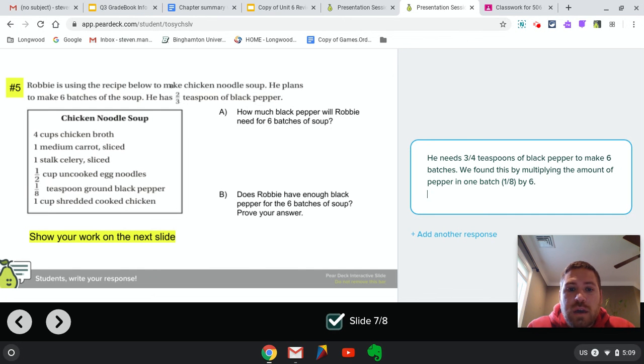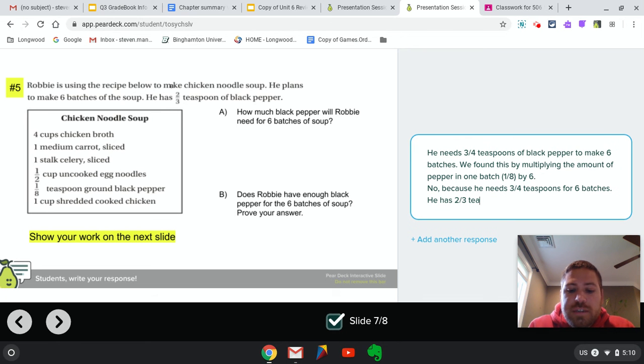So it's telling us, does he have enough pepper, yes or no? We said no. So he doesn't have enough pepper because he needs 3/4 teaspoons for 6 batches. He has 2/3 teaspoons of black pepper.